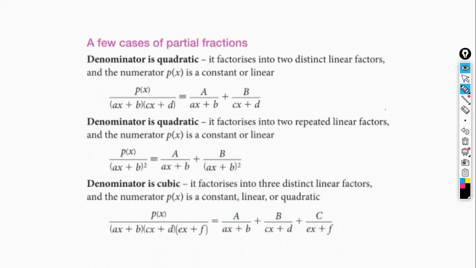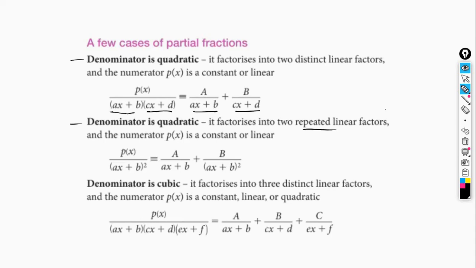In the following slide, you're going to see a few cases of partial fractions. First, when the denominator is quadratic, this is the case we saw first, and it's when you have a quadratic denominator that factorizes into two distinct linear factors. So you can see this, they're distinct. So this is the case where you get a over the first linear factor plus b over the second linear factor. Then we also saw the case where the denominator is quadratic, but it factorizes into repeated linear factors. And then you can see that that can be split into this here.